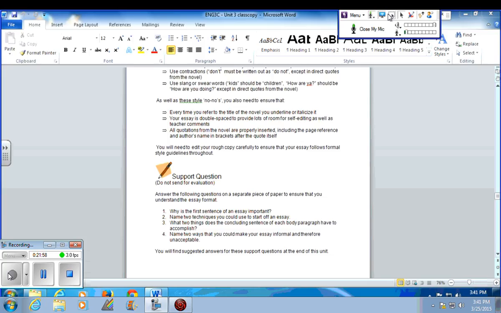So think about that. Number 2 says, name 2 techniques you could use to start an essay. We looked at all of those. They include rhetorical questions, anecdotes, quotes, or definitions. There's also other ones out there. Those are just the 4 big ones. Now, what 2 things does a concluding sentence of each body paragraph have to accomplish? What do they have to have in it?